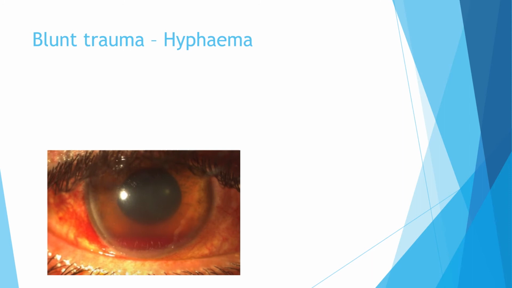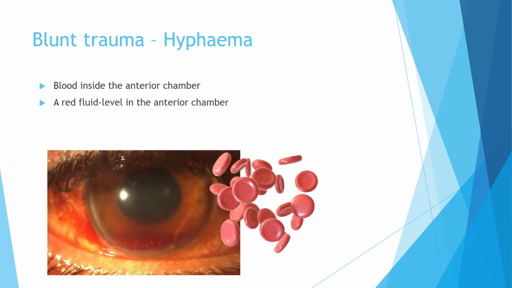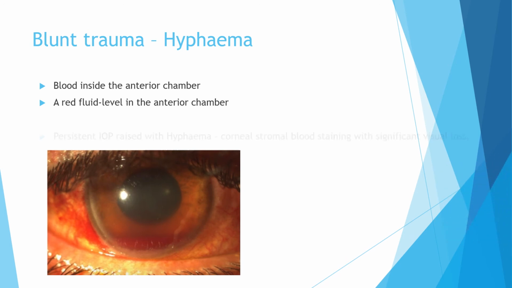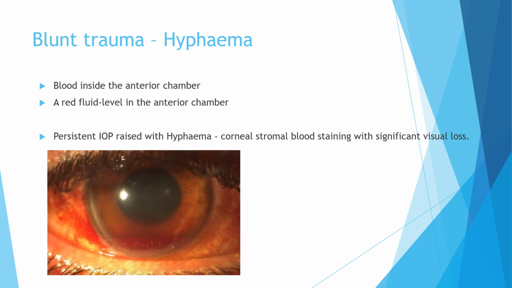Another important complication is hyphema. That means blood in the anterior chamber. Now, there are two important points that I would like to make. First of all, if the hyphema persists with raised intraocular pressure, you worry about corneal stromal blood stain, which could lead to significant visual loss. In those cases, we need to intervene.